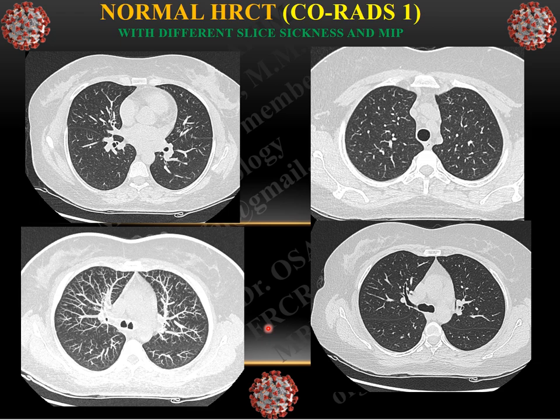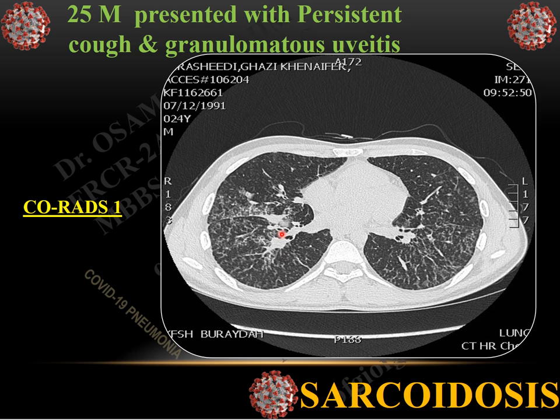And this is another patient showing centrilobular nodules, with a perilymphatic and peribronchovascular distribution reaching to the surface of the pleura. So this patient was diagnosed as sarcoidosis, which is also considered COVID-19 highly unlikely, and is subclassified as CO-RADS 1. This 25-year-old patient presented with granulomatous uveitis to confirm the diagnosis.